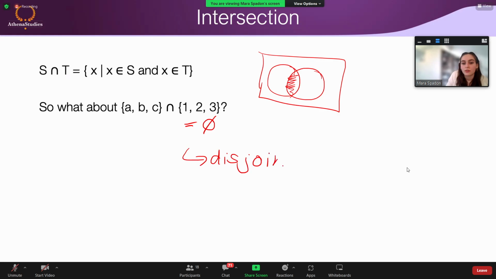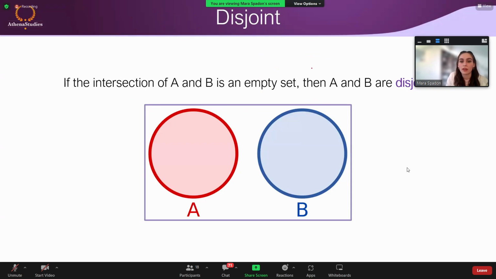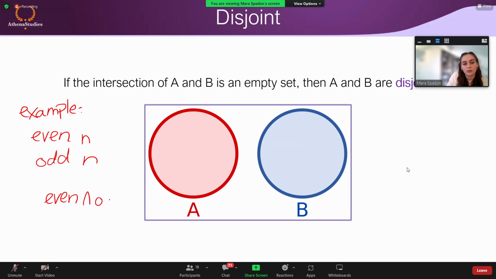disjoint. What is disjointness? Disjointness means that the intersection of A and B is the empty set, as we just saw. So they do not share any common elements. So its Venn diagram would look something like this. So an example would be the set of even numbers and the set of odd numbers, right? Its intersection of even and odd is empty. Okay.